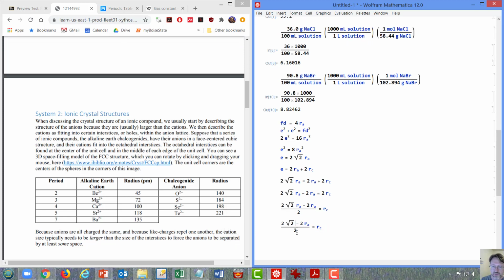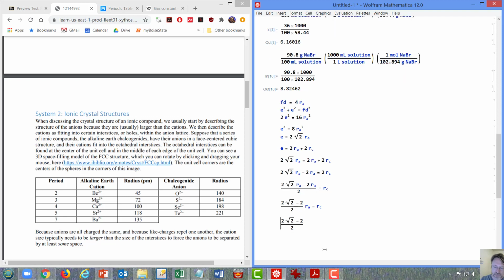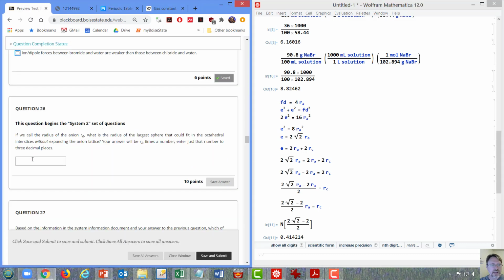So we now have this. And here what I'm doing is something to force this program to actually plug in the numbers. So what we find is that the cation radius can only be 41% of the anion radius. That is this value right here, 0.414. And we could add extra, but 3 decimal places.